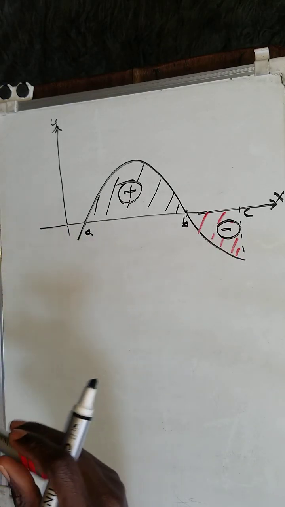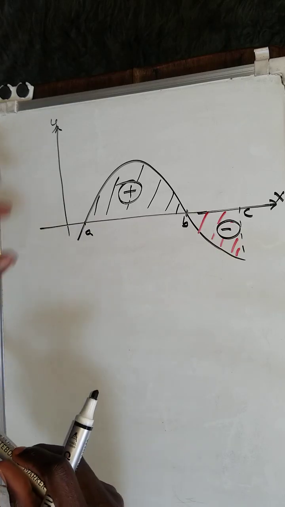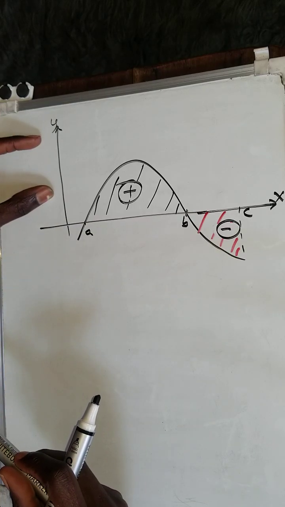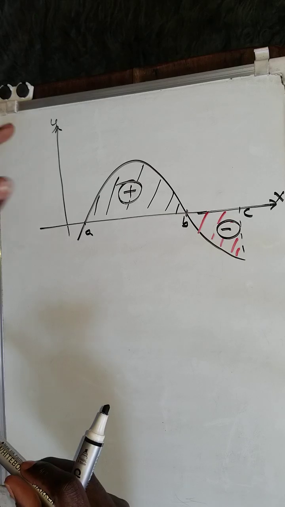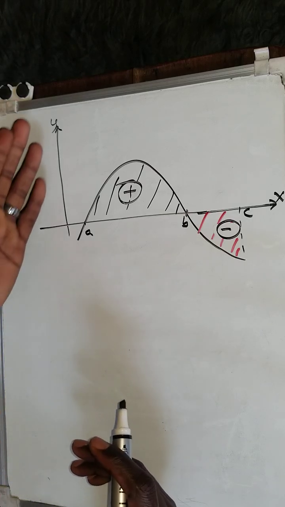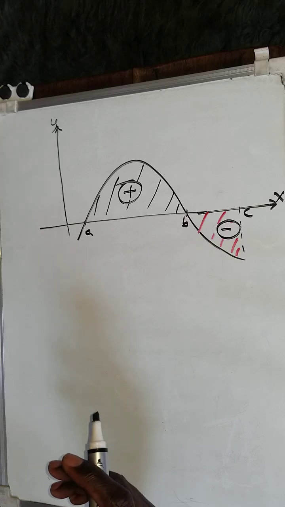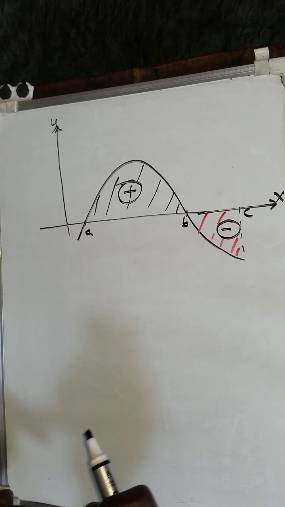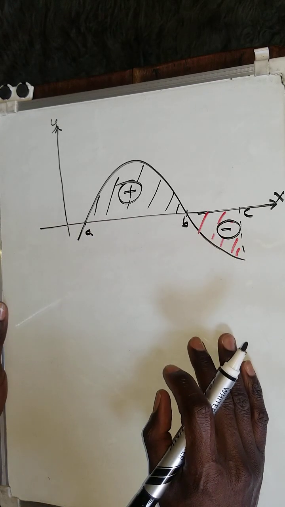Now something similar also applies to the y-axis. When the area of a region on the left of the y-axis is being found, it is also going to give you a negative. I'm going to demonstrate that in my next video.